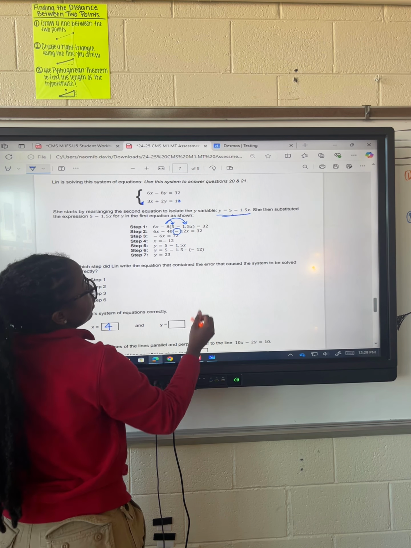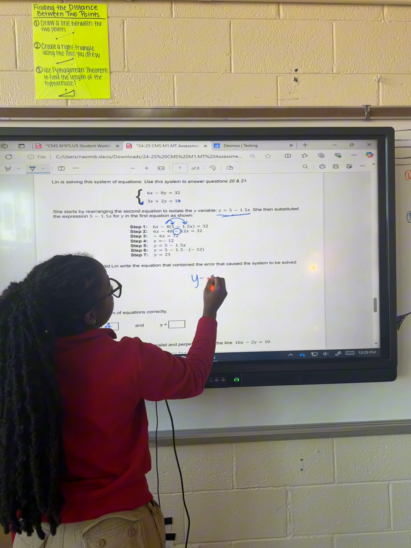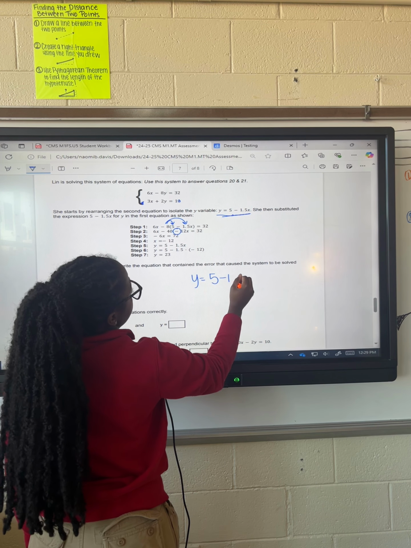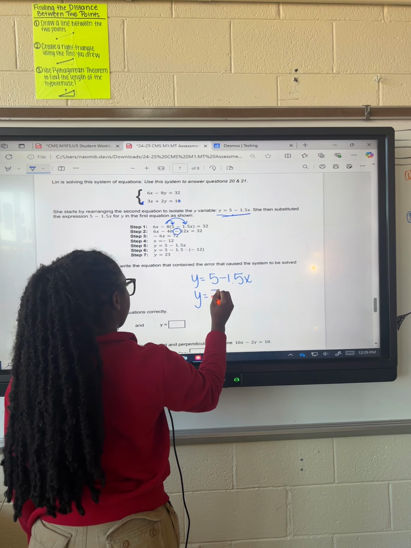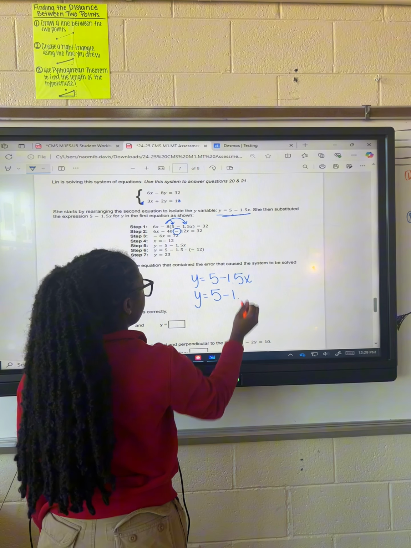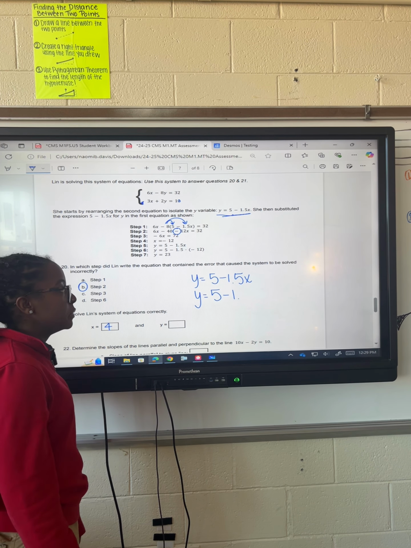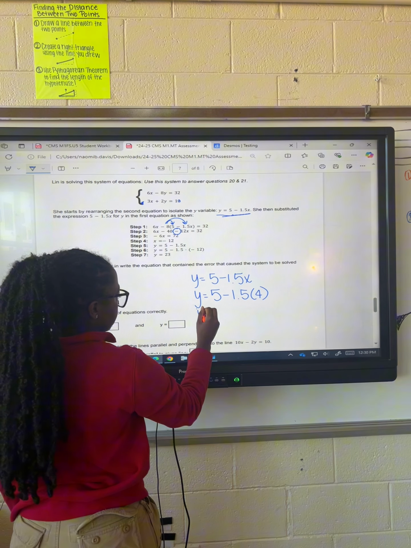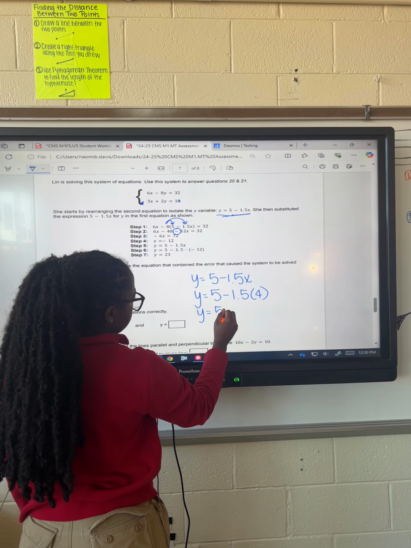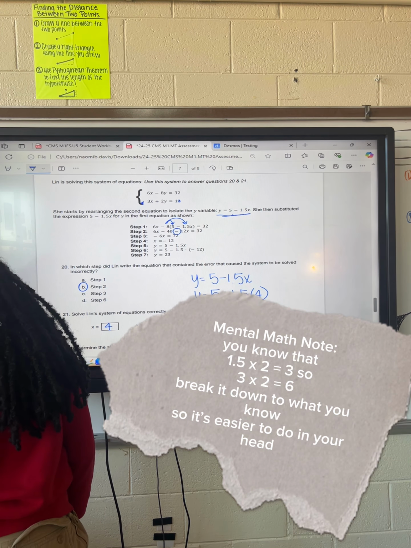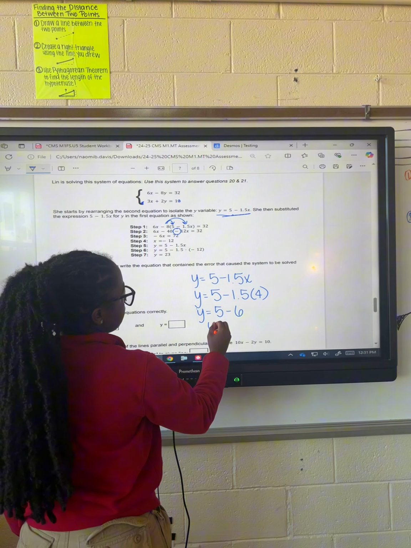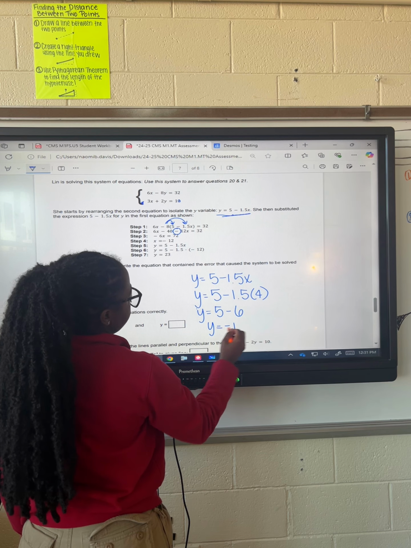Plug in right here. So I already know that y equals 5 minus 1.5x. All you should be putting in your calculator is 5 minus, oh, you don't have a calculator for this part. My bad. Five minus 6, y equals -1.